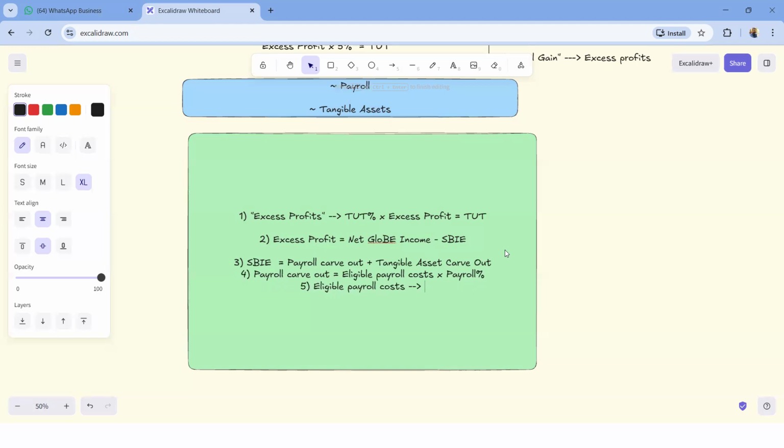Basically everything: salary plus bonus plus allowances, house rent allowance, all those things. Salary, bonus, allowances, and even stock-based compensation, SBC, plus payroll taxes paid by the employer. All these things are included.